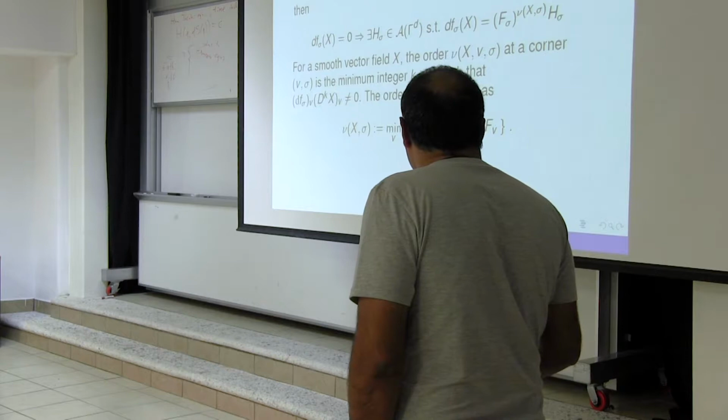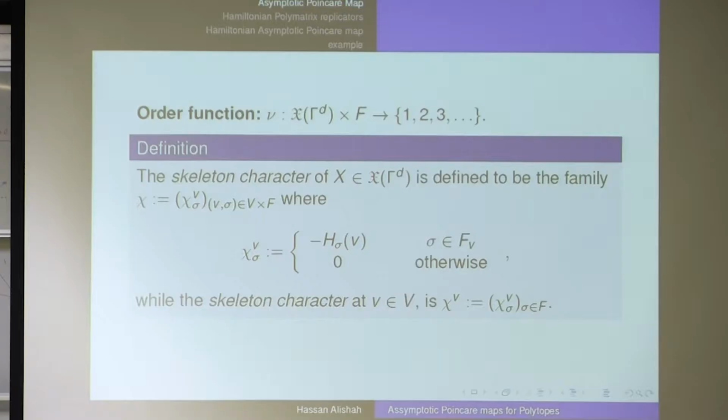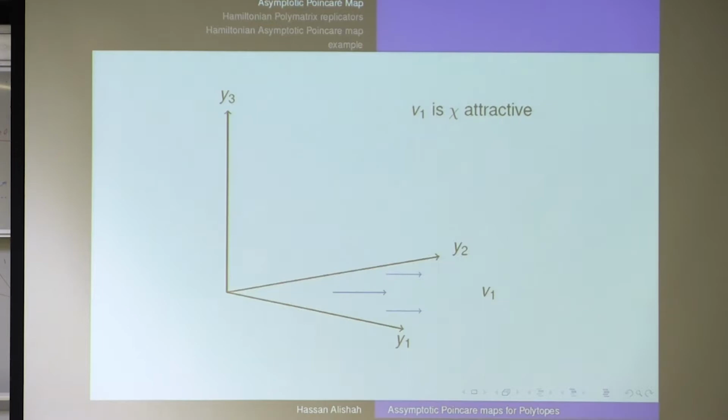And then I'm going to define the skeletal character of the vector field, which is a family of vector fields like this. This is the value of this function h. So what I'm trying to define is not.